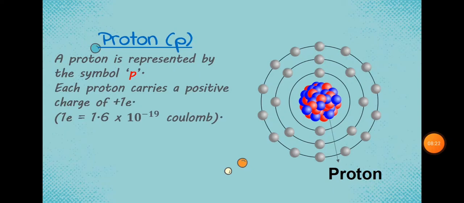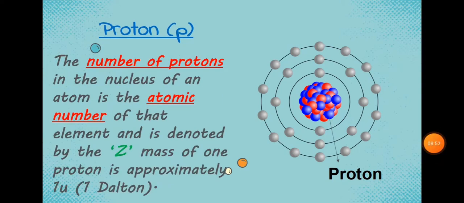A proton is always represented by the symbol p, and each proton carries a positive charge of +1e. Here e means charge. So one positive charge is equal to 1.6 × 10^-19 coulomb. When the number of protons come together in a nucleus, it is called the atomic number of the element and it is always denoted by Z. Its mass is approximately 1 Dalton, which is also denoted as 1 u.